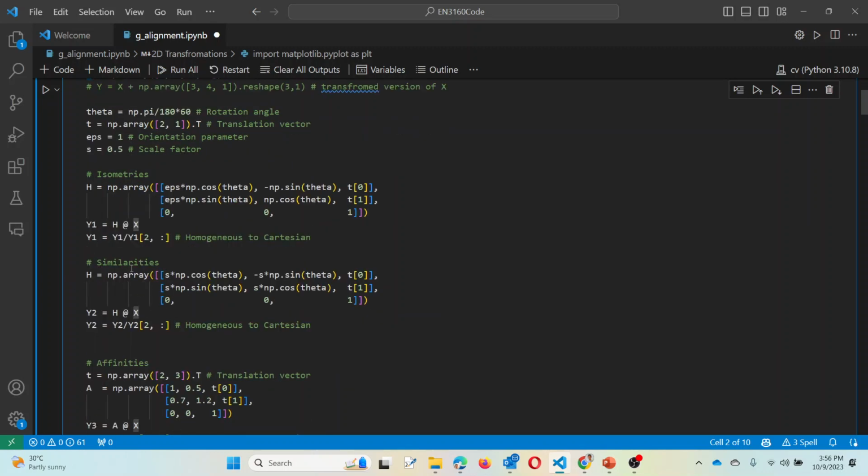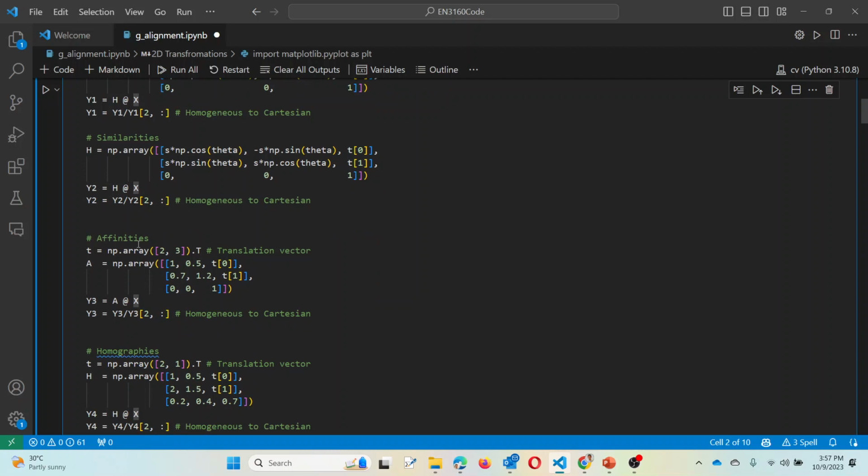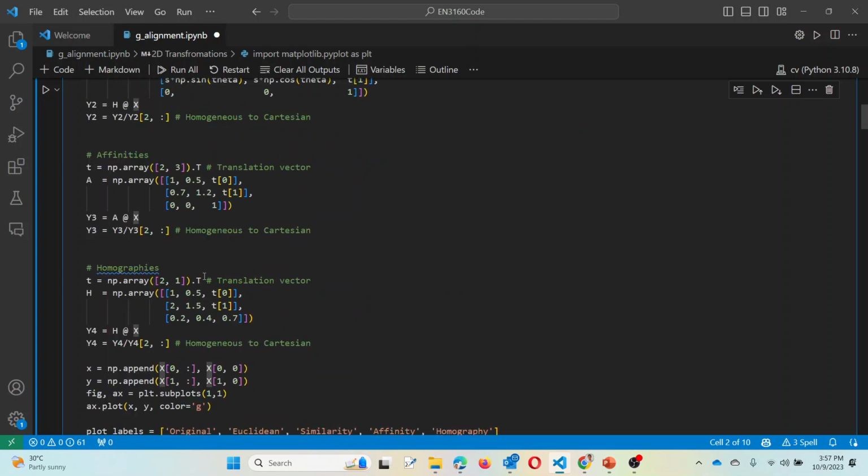Okay, then I do the similarity. Now we have S here. So S is equal to 0.1. So I'm actually scaling it down. The same scenario in computing the coordinates and then transforming them, changing them back to Cartesian coordinates. And affinity, or the affine transformation, you can see 1, 0.5, 0.7, 1.2 is just a non-singular matrix, and the translations are there, 0, 0, 1 again. Then you do the same operation. Homography, so it's an arbitrary matrix here. So I didn't have to do this translation here, but that's okay. So you multiply and then divide by the last coordinate.